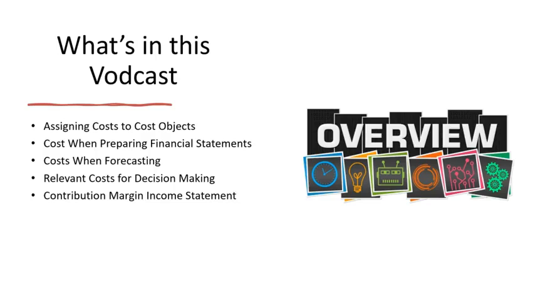In this vodcast, I'll cover how managers need to rely on different cost classifications for different purposes. We'll talk about cost objects like a product or a service and how their costs get assigned, cost behaviors used to prepare financial statements, cost principles used to forecast the future, and costs that are relevant to decision making. Plus, the contribution margin income statement, a handy reorganized income statement used by company insiders and managers. All of that and more in this podcast.